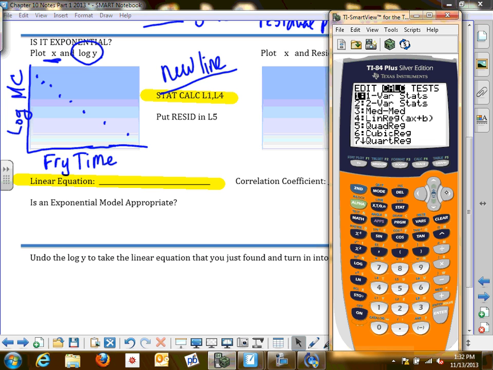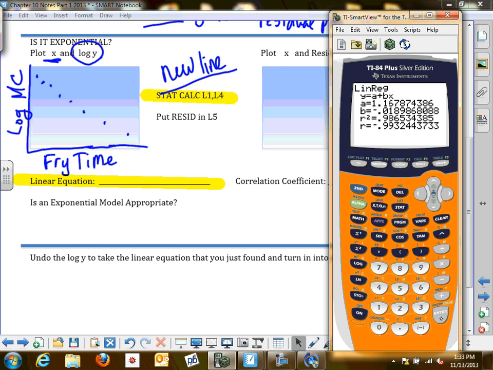Calc, number 8. I just hit enter. It's going to give me the L1, L2. How do I get L1, L4? Yep, your X variable first, comma, Y variable second. So L1, comma, L4, enter.